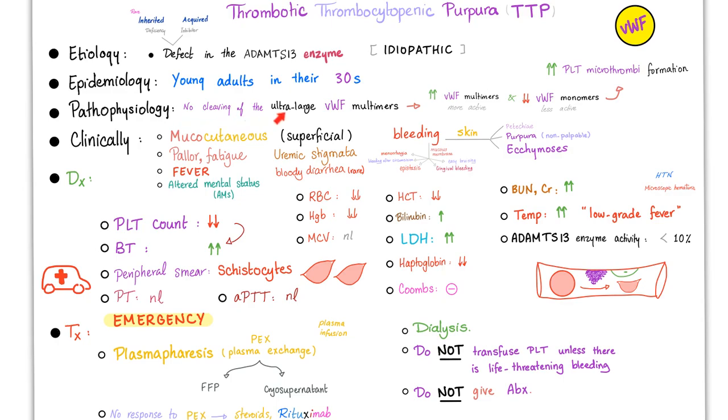Pathophysiology, there is no cleaving of the ultra-large von Willebrand factor multimers, which will lead to precipitation and accumulation of the von Willebrand factor multimers, which will lead to platelet microthrombi formation. Clinically, mucocutaneous bleeding because the platelets have been consumed. It's called thrombocytopenia.